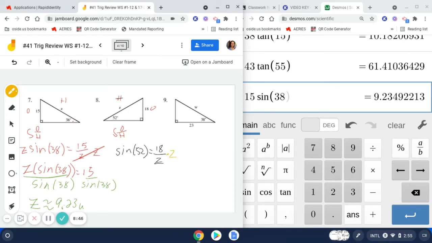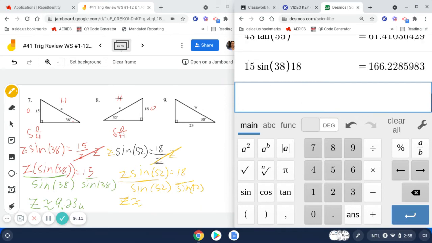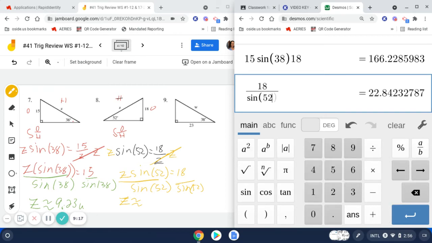Okay, check it now. Times z brings the z up. And then don't forget to divide by that sine. So z is approximately 18 divided by the sine of 52, which is 22.84 U for units. Pause the video, try the last one.